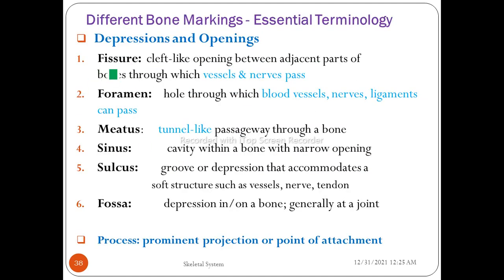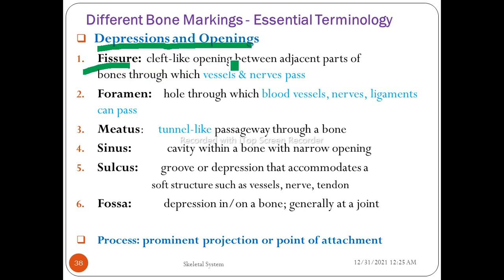So, different bone markings, essential terminology. First, depressions and openings. Fissures, foramen, meatus, sinus, sulcus and fossa are under the category of depressions and openings.